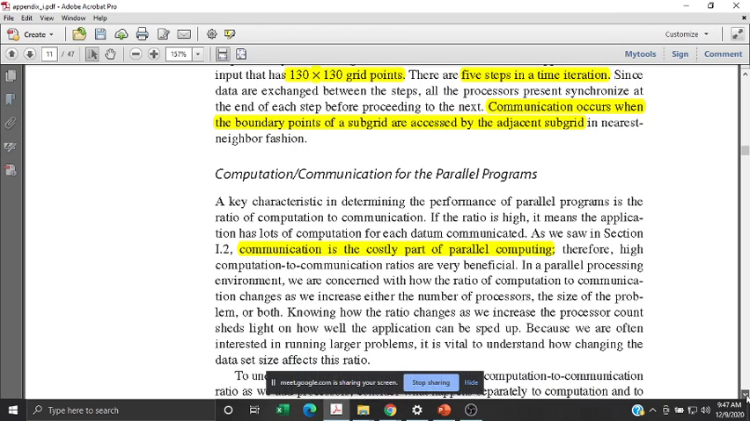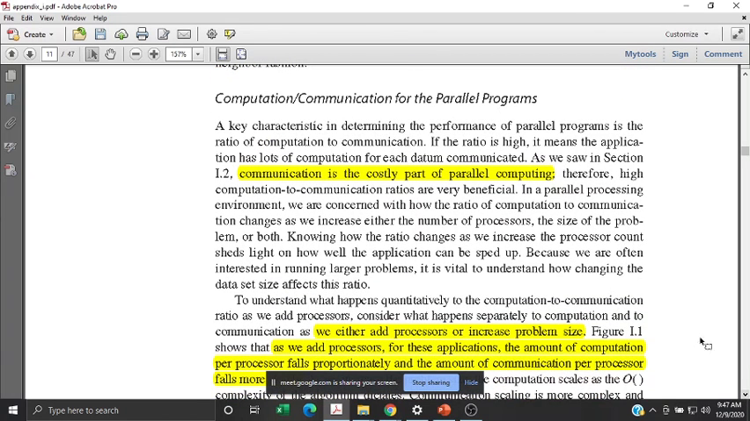Overall, the idea with respect to parallel processing boils down to this equation. Whenever you are targeting parallel processing or massive parallel processing, communication is a burden or a larger overhead.